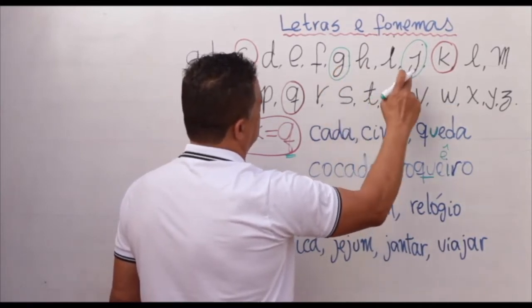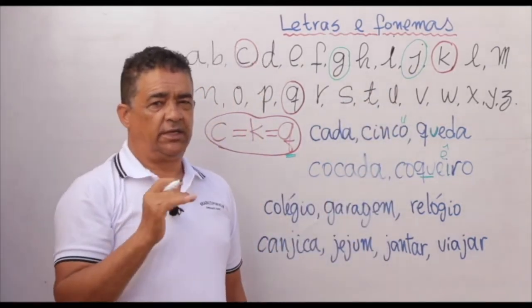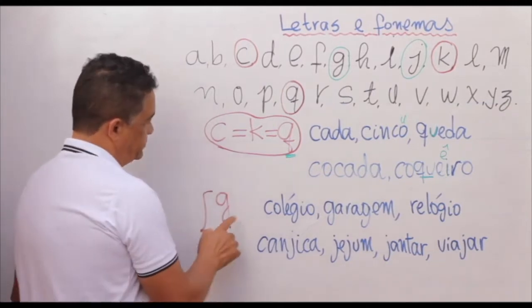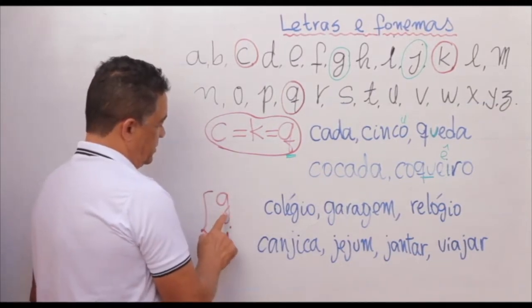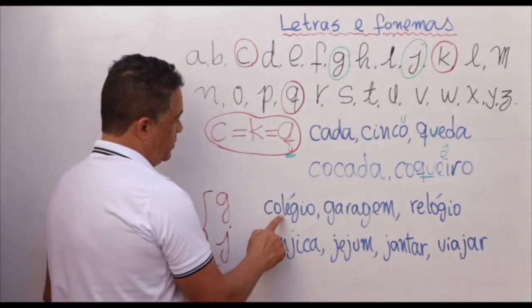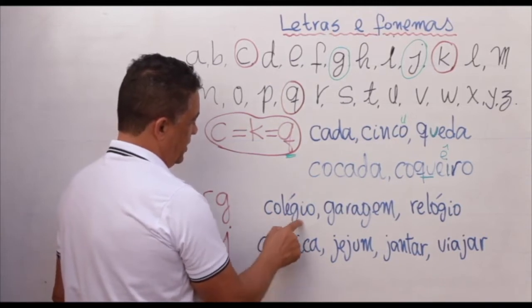Now, the other letters that we need to pay close attention to are G and J. Why? Because they have the same zh sound. For example, with the G, we have colégio, that means high school. Colégio.